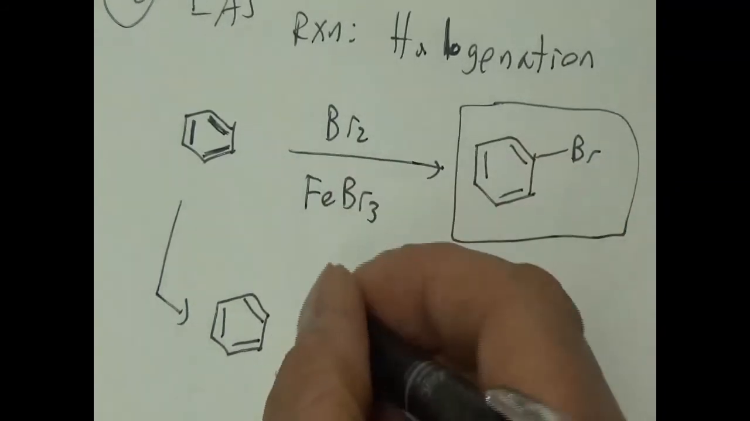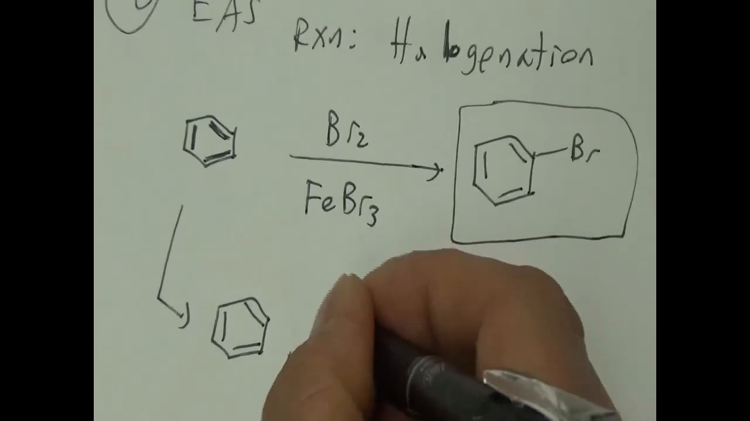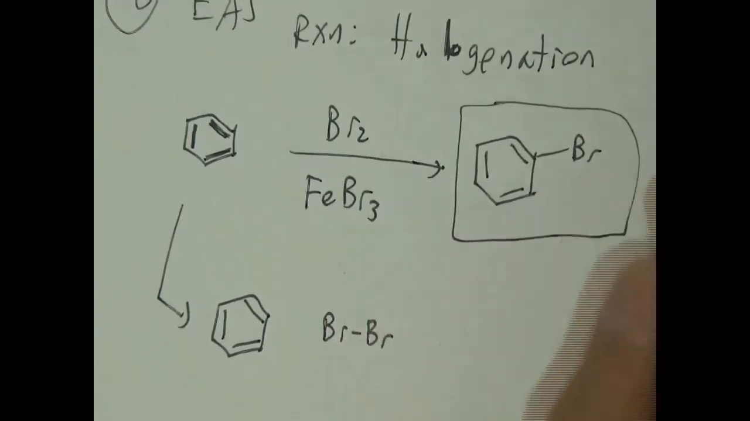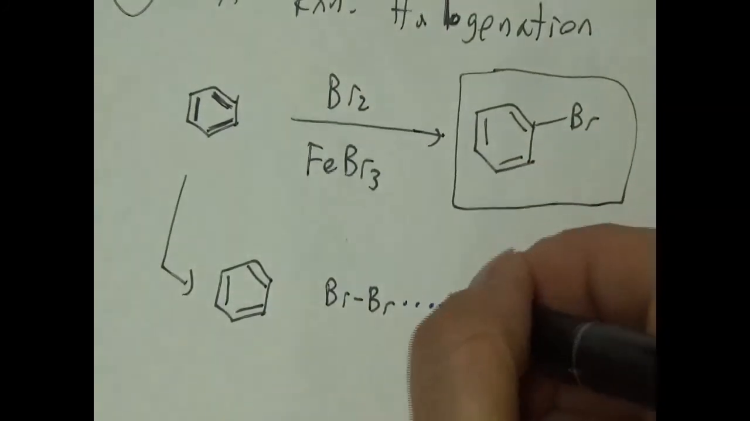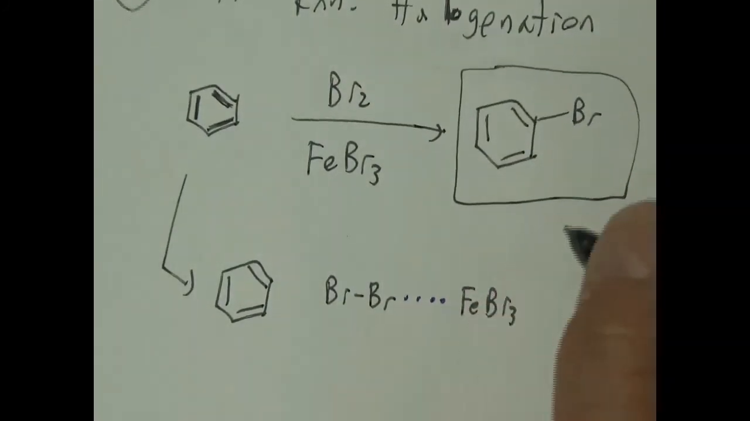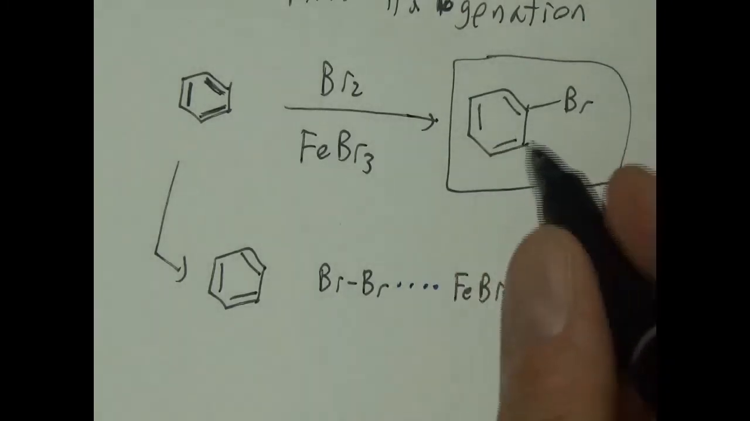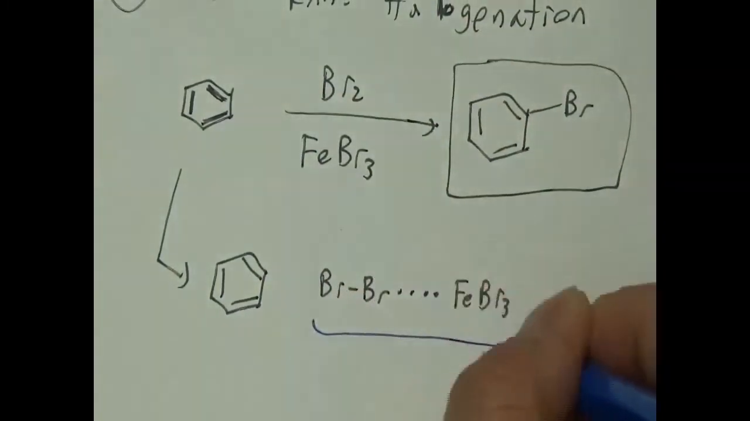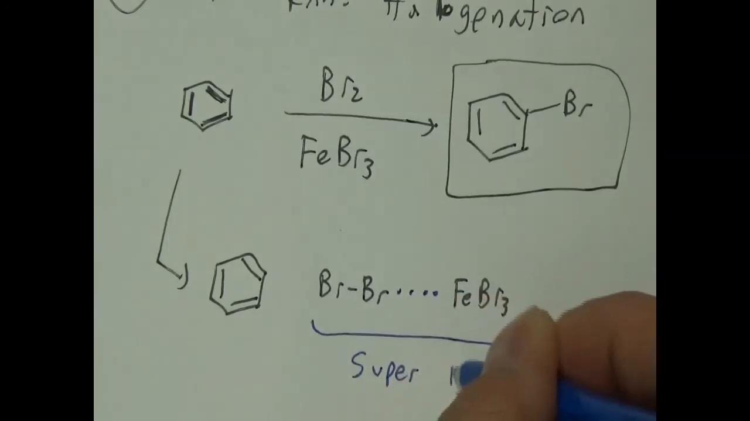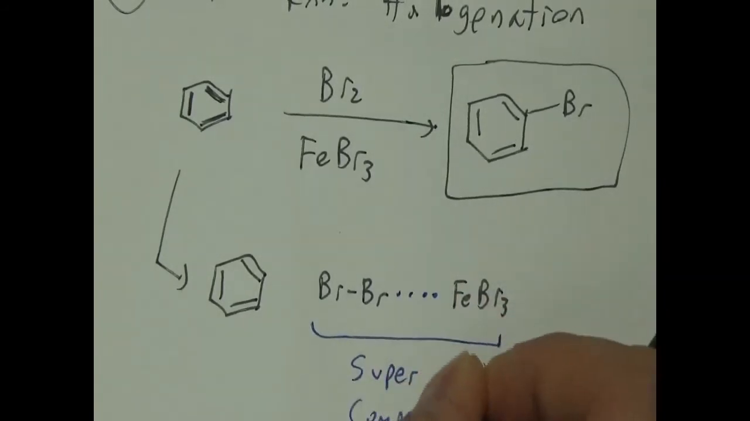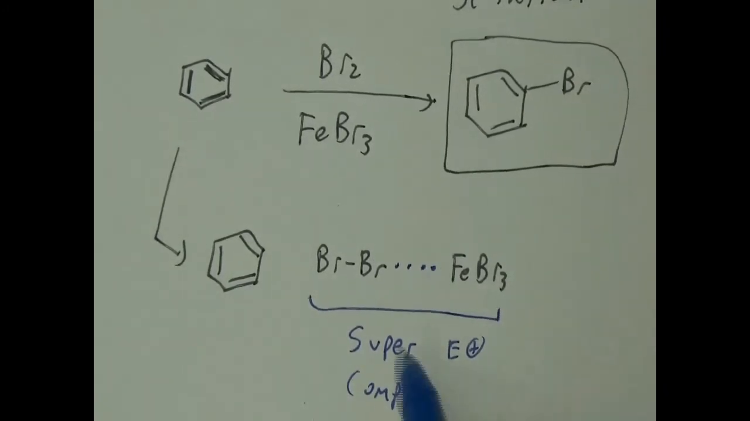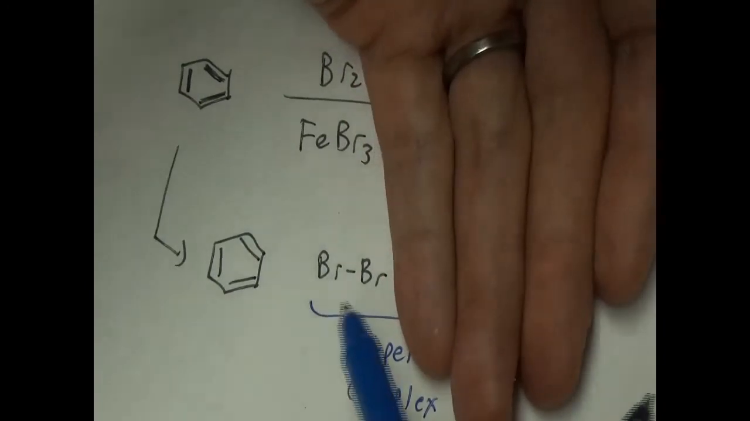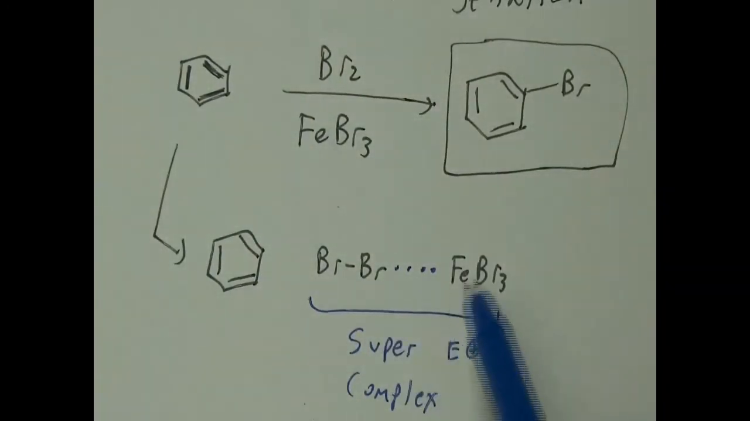All right. So what happens is you draw your benzene, and then we have Br and Br. All right, there's your Br2, right? And then Br2 is talking to FeBr3. I call this the super electrophile complex, okay? If you just have Br2, it's just an electrophile, but now it's a super electrophile complex, okay?